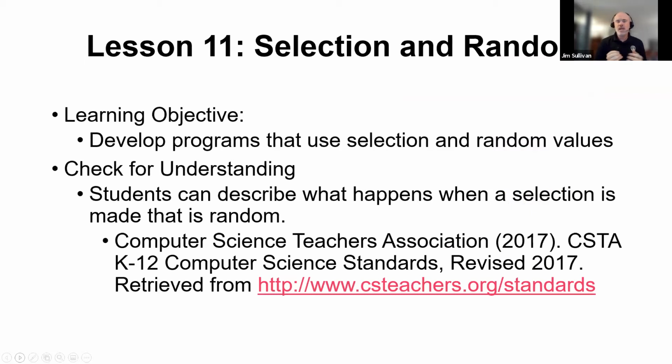And so the learning objective for this particular lesson is to develop programs that use selection and random values. At the conclusion of this lesson, the check for understanding is that a student can describe what happens when a selection is made that is random. And that is specifically coming out of the CSTA K-12 computer science standards.